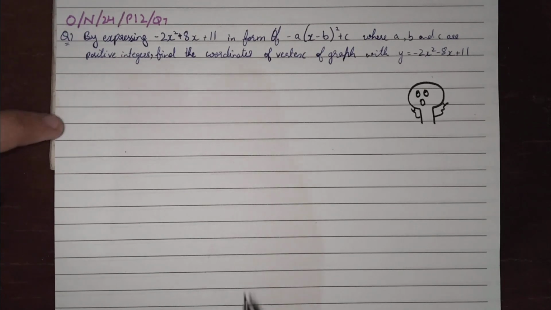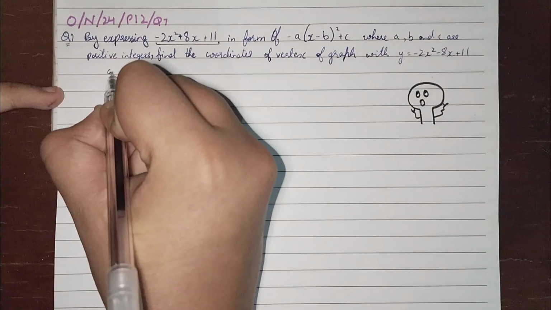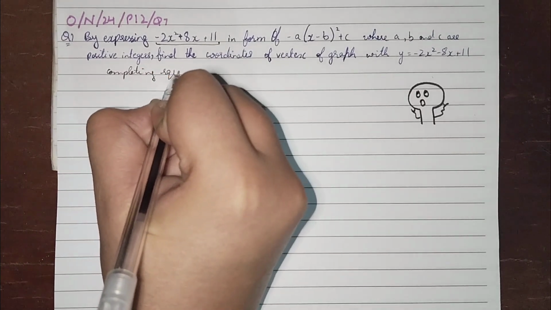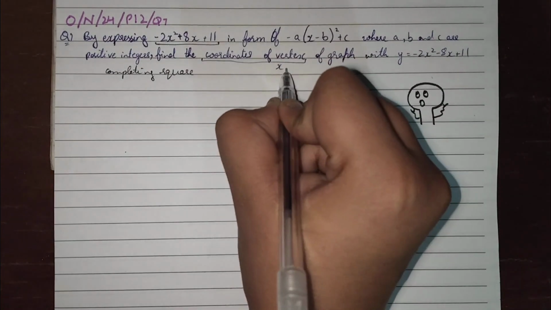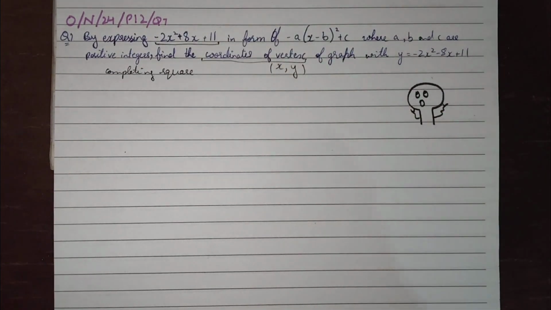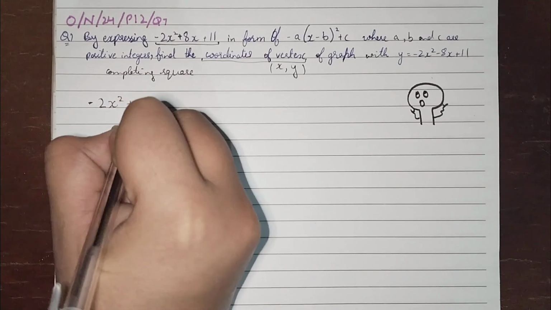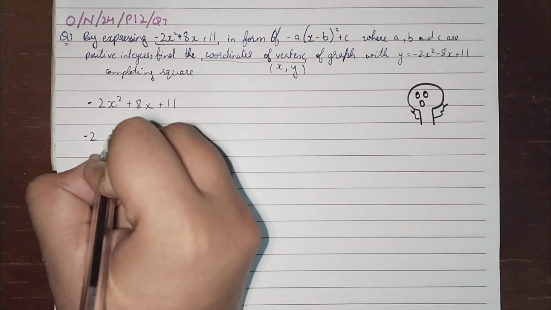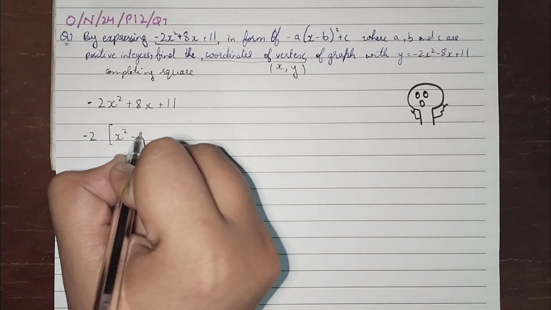Now we are going to do a very easy question, in my opinion. This is from the October-November 2024 Paper 1 Variant 2, question number 7. They've given us a quadratic equation and we have to express it in the form of minus a bracket x minus b squared plus c, where a, b, c are positive integers, and we have to find the coordinates of the vertex, basically the x and y value, right?